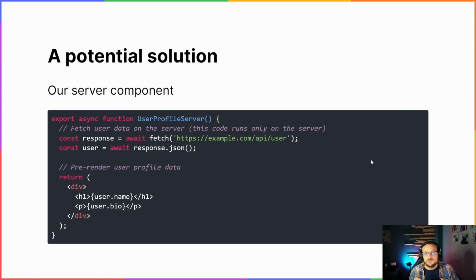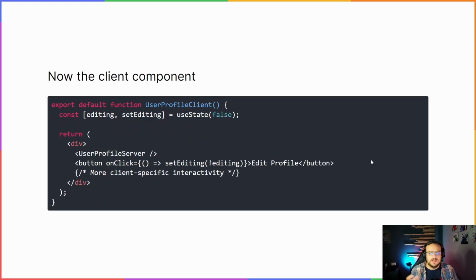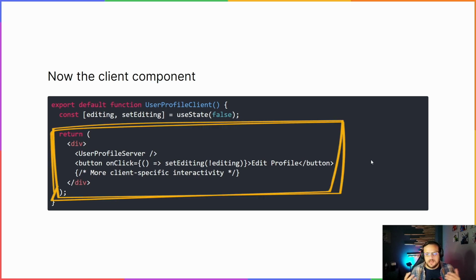We then can use this component within a client component, like we see here, and the client component would fetch a pre-rendered version of our profile. Our client component is slimmer, easier to maintain, and only focused on the interactivity part. In this case, simply adding a button to set a fake editing option.